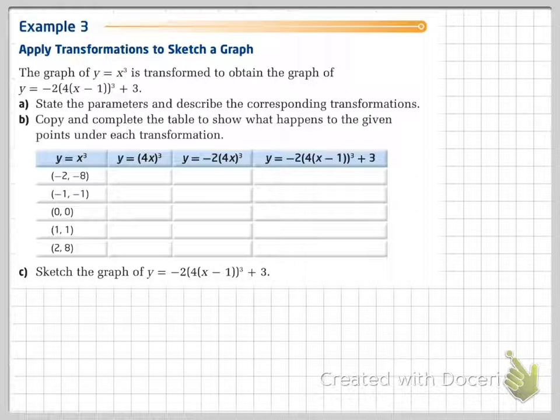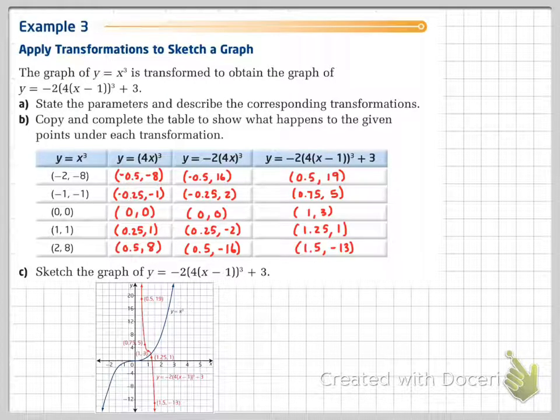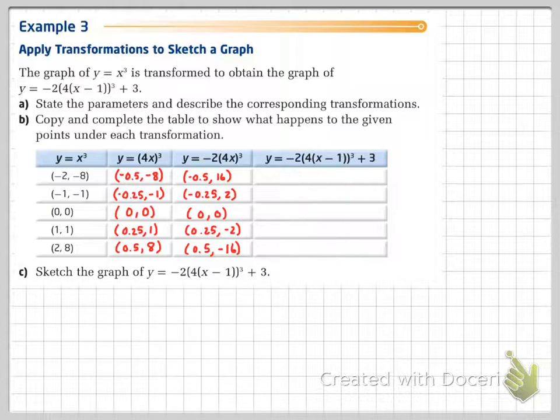Now then, when we plug this in, we look at it, and we're going to say, okay, now the first thing is a horizontal stretch by a factor of 4. So -2 is going to be divided by 4 to get the point (-0.5, -8). The y value doesn't change, and we're going to be dividing each of our x coordinates by 4. That way, you're going to get (-0.25, -1), (0, 0). This one's going to be divided by 4 to get (0.25, 1), and 2 divided by 4 is going to give me (1/2, or 0.5, 8). Whoops, that went way too far.